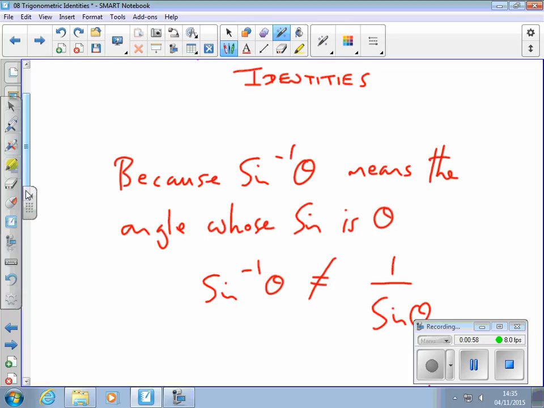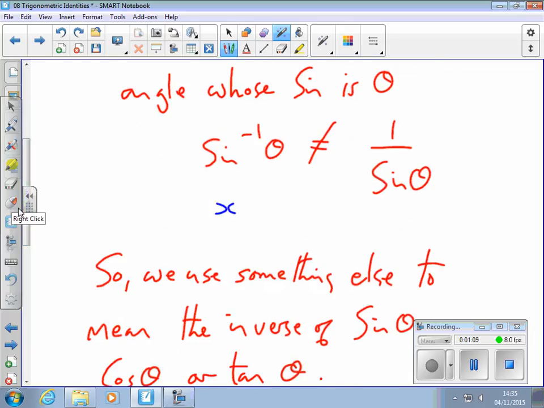If you think about sine to the minus 1 of theta, in the past we've thought about x to the minus 1, something like that. If I write that down here, x to the minus 1 means 1 over x. You might remember that from the laws of indices. Something to the power minus 1 means the inverse, 1 over it. But in trigonometry, sine to the minus 1 does not equal 1 over sine theta. Sine to the minus 1 of theta on your calculator means the angle whose sine is theta.